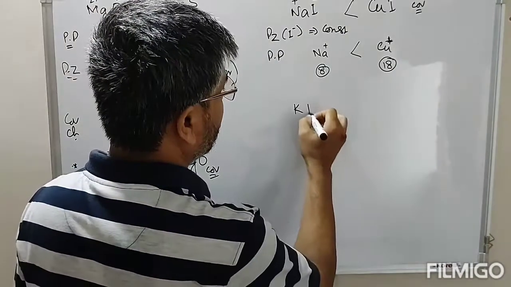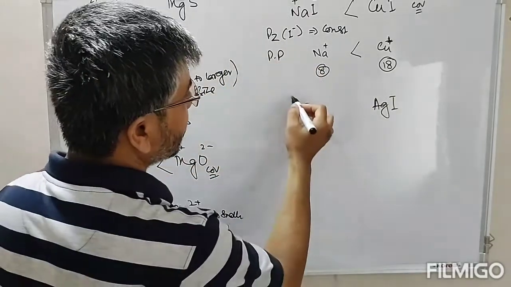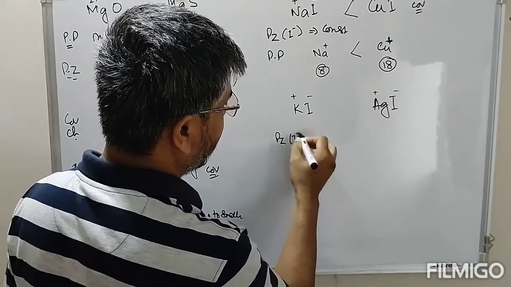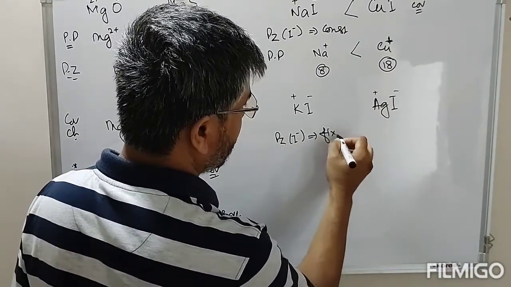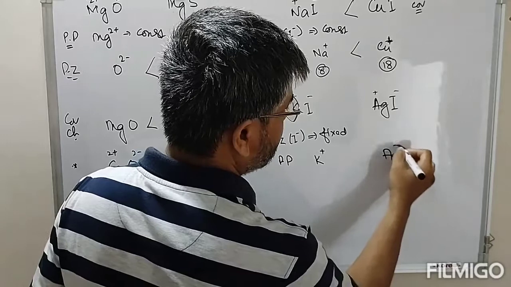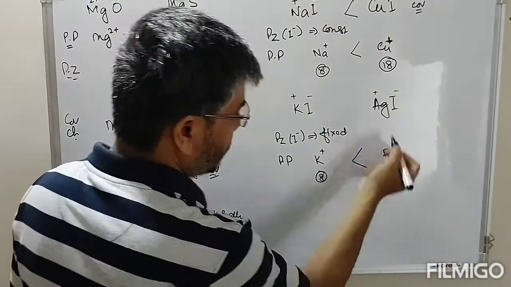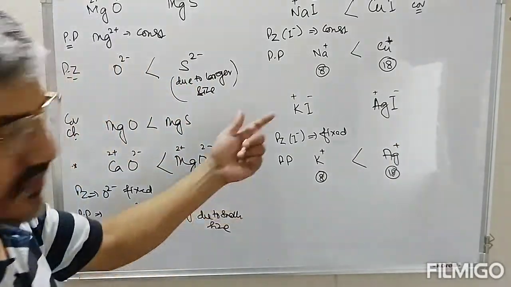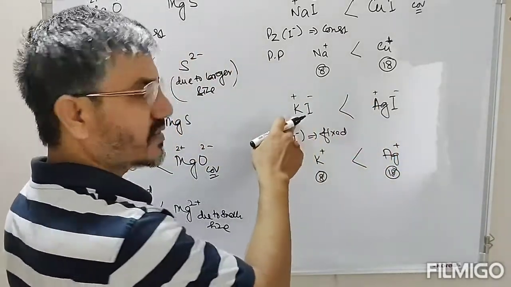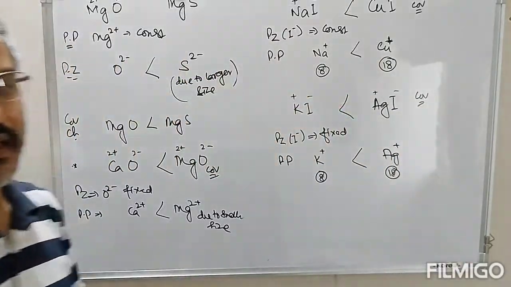Similarly, we can take this potassium iodide and silver iodide, K plus I minus, Ag plus I minus. So the polarizability of I minus is again fixed or constant, but the polarizing power depends on this. So this has got 8 electrons, but this has got pseudo inert gas configuration. So therefore the polarizing power of Ag plus is greater than that of K plus, and so the compounds formed by Ag plus will be more covalent than compounds formed by K plus. So this is the covalent character.